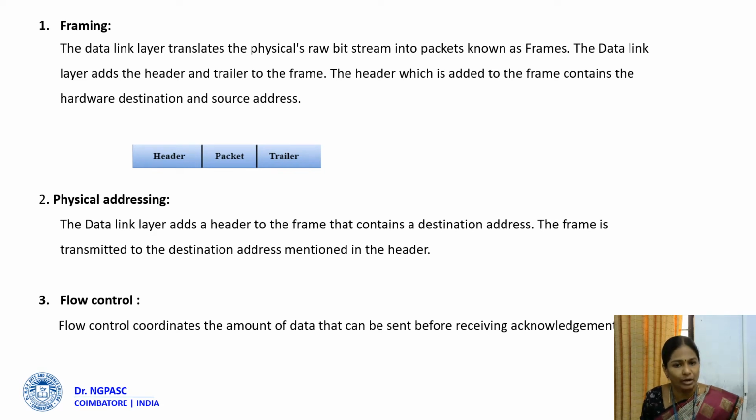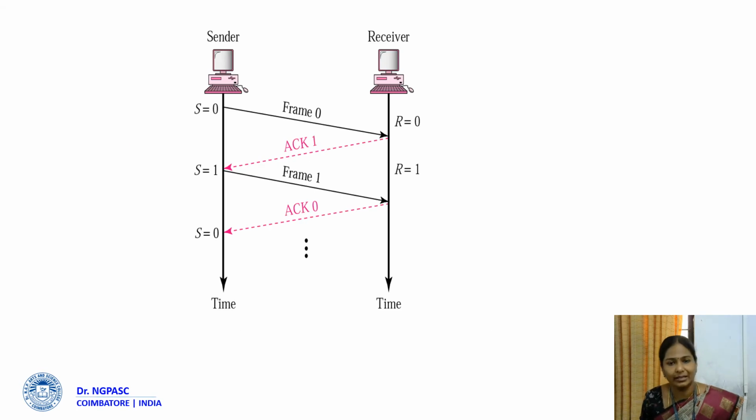Next is flow control. Flow control is nothing but informing the sender how much data it can send to the receiver before getting an acknowledgement. With the help of the diagram, we can see that the sender sends the frame to the receiver. Only after getting the acknowledgement can the sender send the next data to the receiver. Inside the frame, it indicates how many bits of data have been transmitted. That information has to be conveyed to the sender by the flow control.